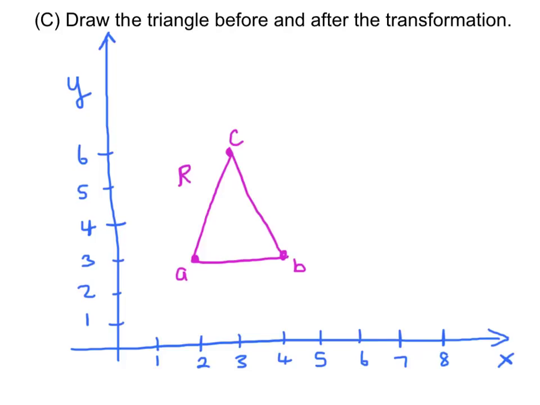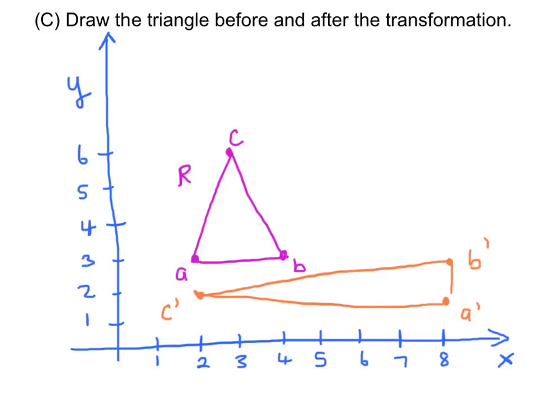Now if you plot the image of A, B and C, the first one is 8, 1.5, so 8, 1.5 is this point here, so that's A dash. B dash is 8, 2.5, so 8, 2.5 is here, so that's B dash. And then the last point is C dash, which is 2, 2, which is here, so that's C dash. So again, I'll just do the best I can to join them points. And that's my new triangle R dash.